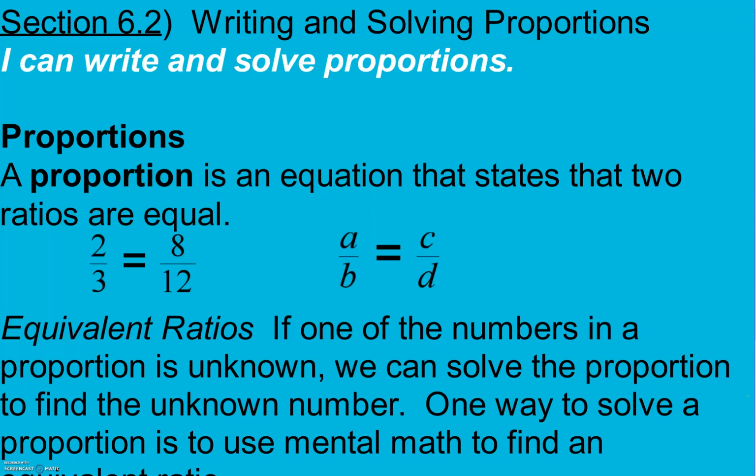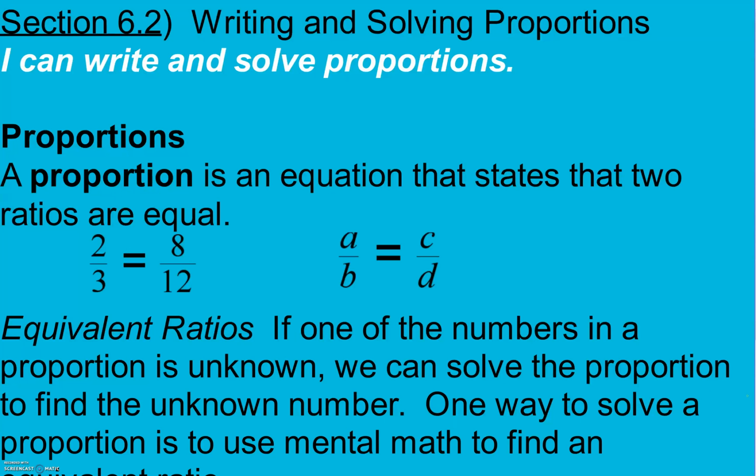Section 6.2 is writing and solving proportions. I can write and solve proportions. A proportion is an equation that states that two ratios are equal. So 2 over 3 is the same as 8 over 12. If we reduced 8 over 12 down, we'd get the same thing.